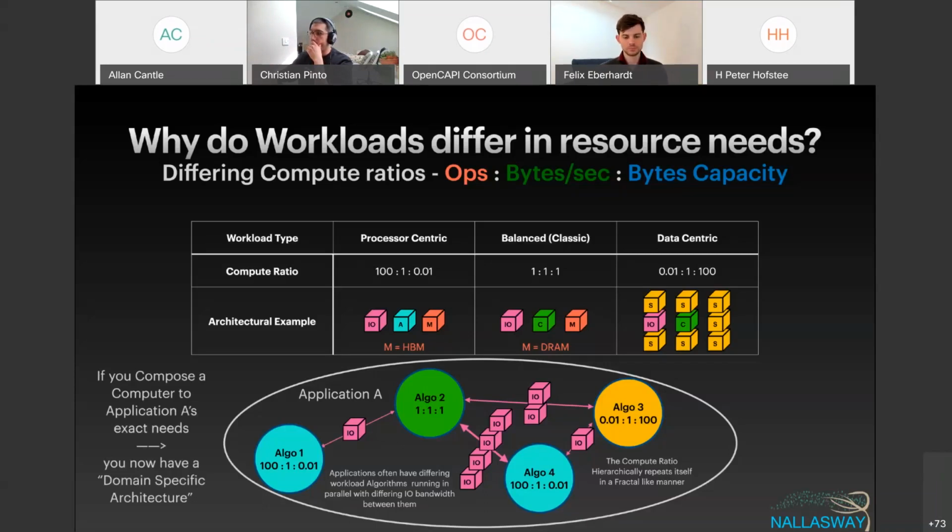But if you could compose a computer to application A's exact needs, you now have a domain-specific architecture, as defined by Hennessy and Patterson, the two gods of computing architecture. And that's the trend that they've been saying our industry needs to go in to get more and more out of compute performance. But building application A's exact architecture requires modularity, flexibility, and composability everywhere. Every aspect needs to be there for us to be able to succeed in building these domain-specific architectures.